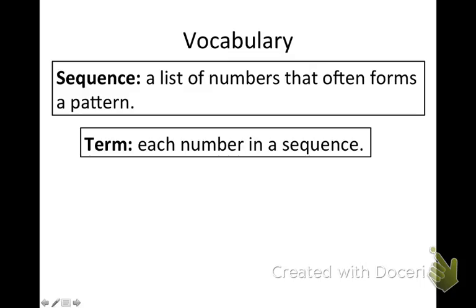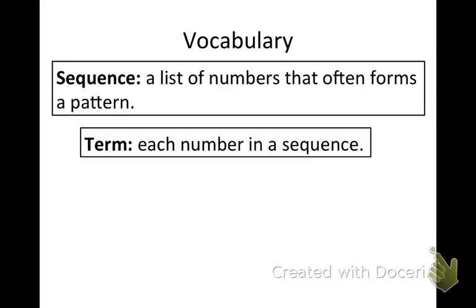So, first and foremost, we need to discuss what a sequence is. For your do now today, you looked at 3 different sequences of numbers. So our definition of a sequence is a list of numbers that often forms a pattern. Does it necessarily need to form a pattern? No. Usually it will. And usually that's up to you to figure out what the pattern is going to be.